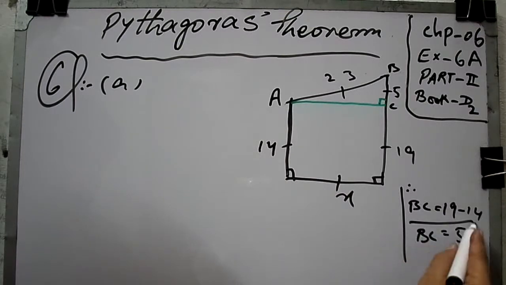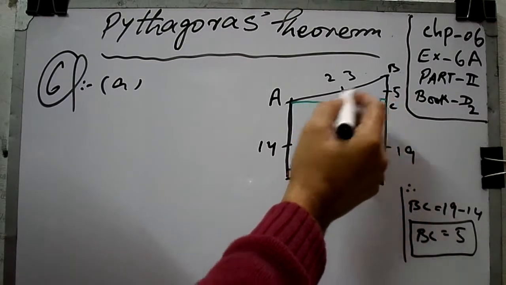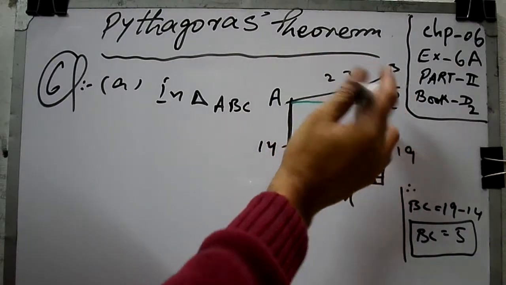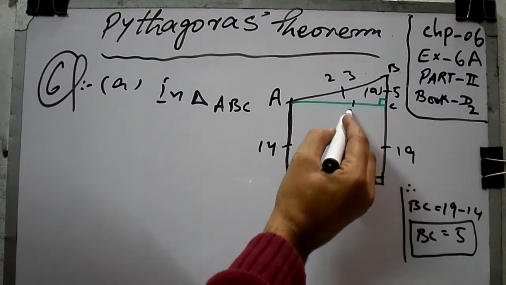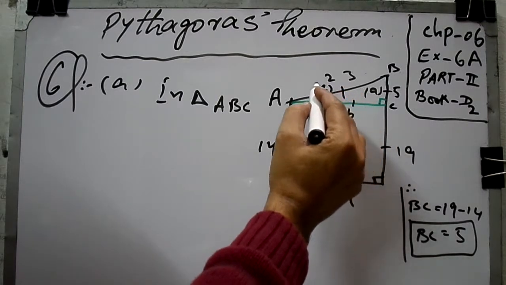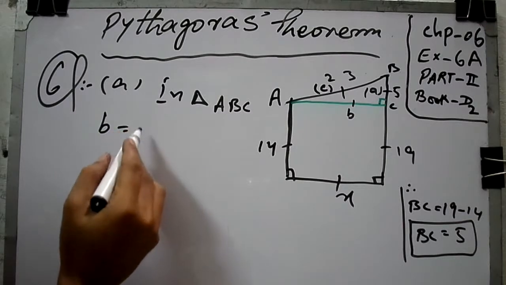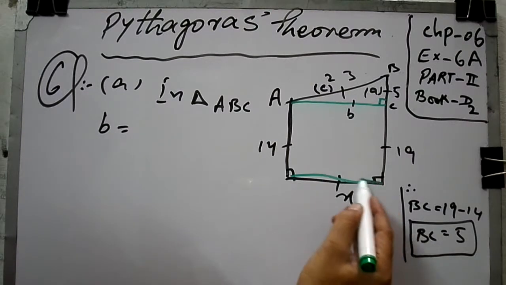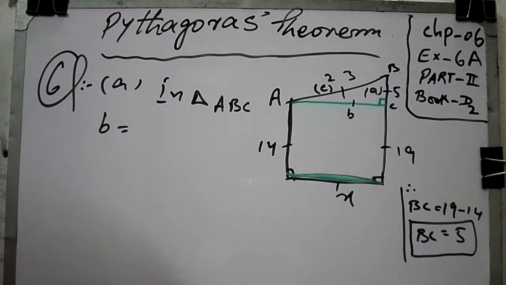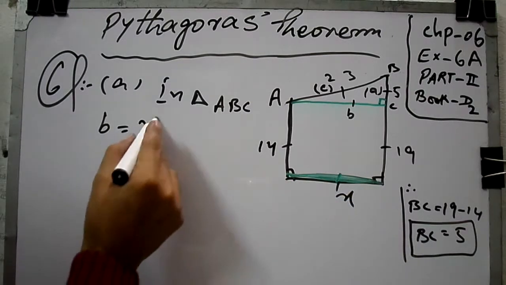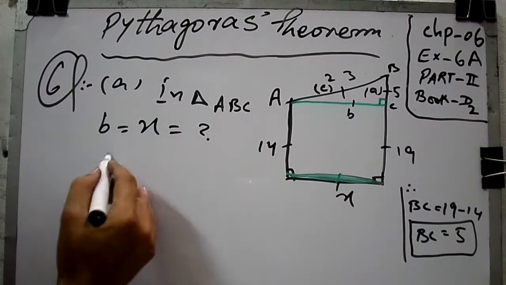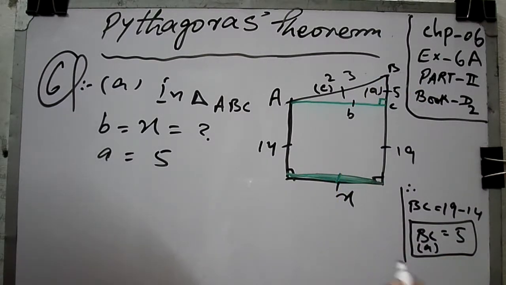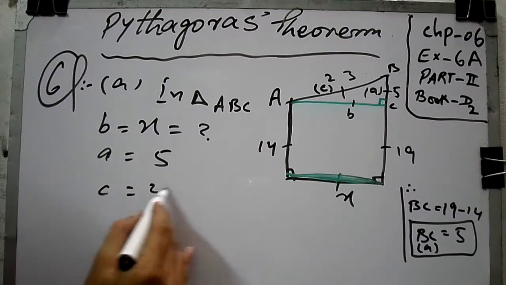So BC is 5. If I take this triangle, in triangle ABC, here your altitude is represented by A, base is represented by B, and that is your C, your hypotenuse. The base is what we have to find, because this side is equal to this side. It means both sides are equal, so actually this is your x, we have to find this. So the value of A is 5, just as we have calculated. Actually BC is your A. So A is 5 and C is 23.